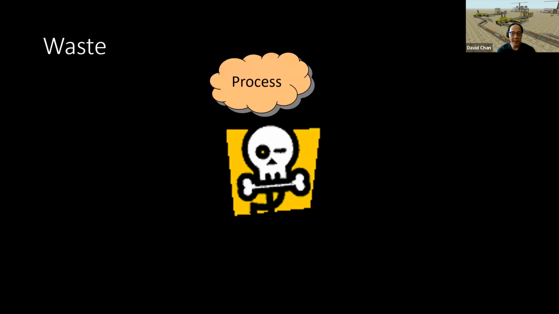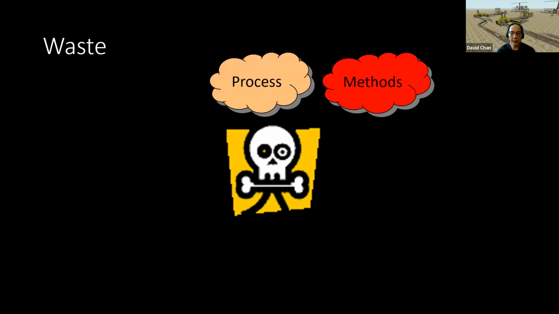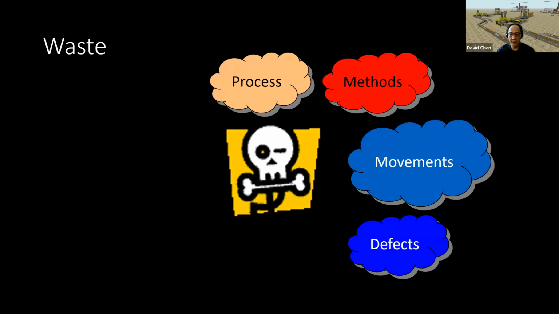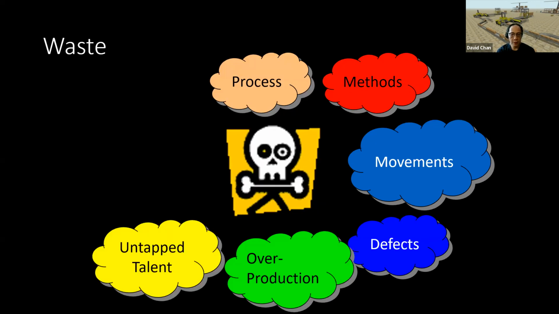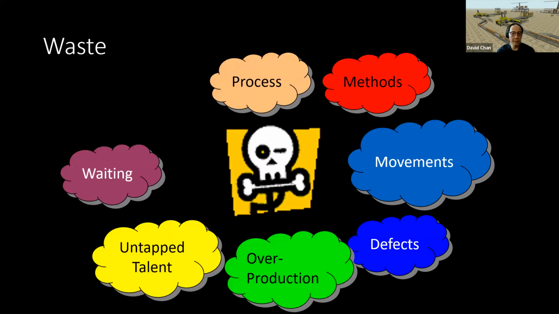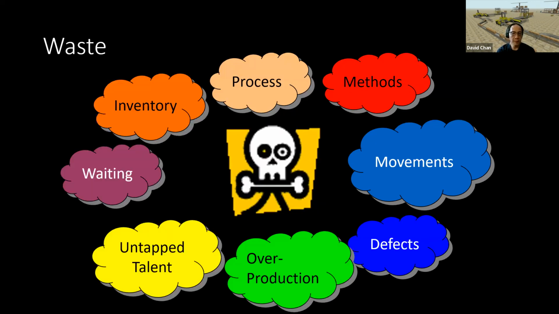So what are the ways that we have? Generally, lean classifies a few types of waste. One is your process waste, method waste, movement waste, defects, overproduction, untapped talent, waiting time, and inventory. So these are generally the ways of waste that we can find in the industry, in the operation itself.